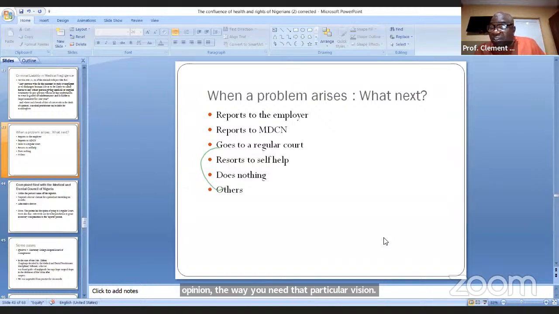Some will resort to self-help. I give you a typical example. You went for a party, you mismanaged, you were not around to manage a patient. Just before you came, the patient gave up and died. The relations were there. When you strode in, they say, that's the doctor we have been waiting for. And they can beat you up. It's called self-help. And when you go to court, you are not likely to have a defense. That's the truth of the matter.